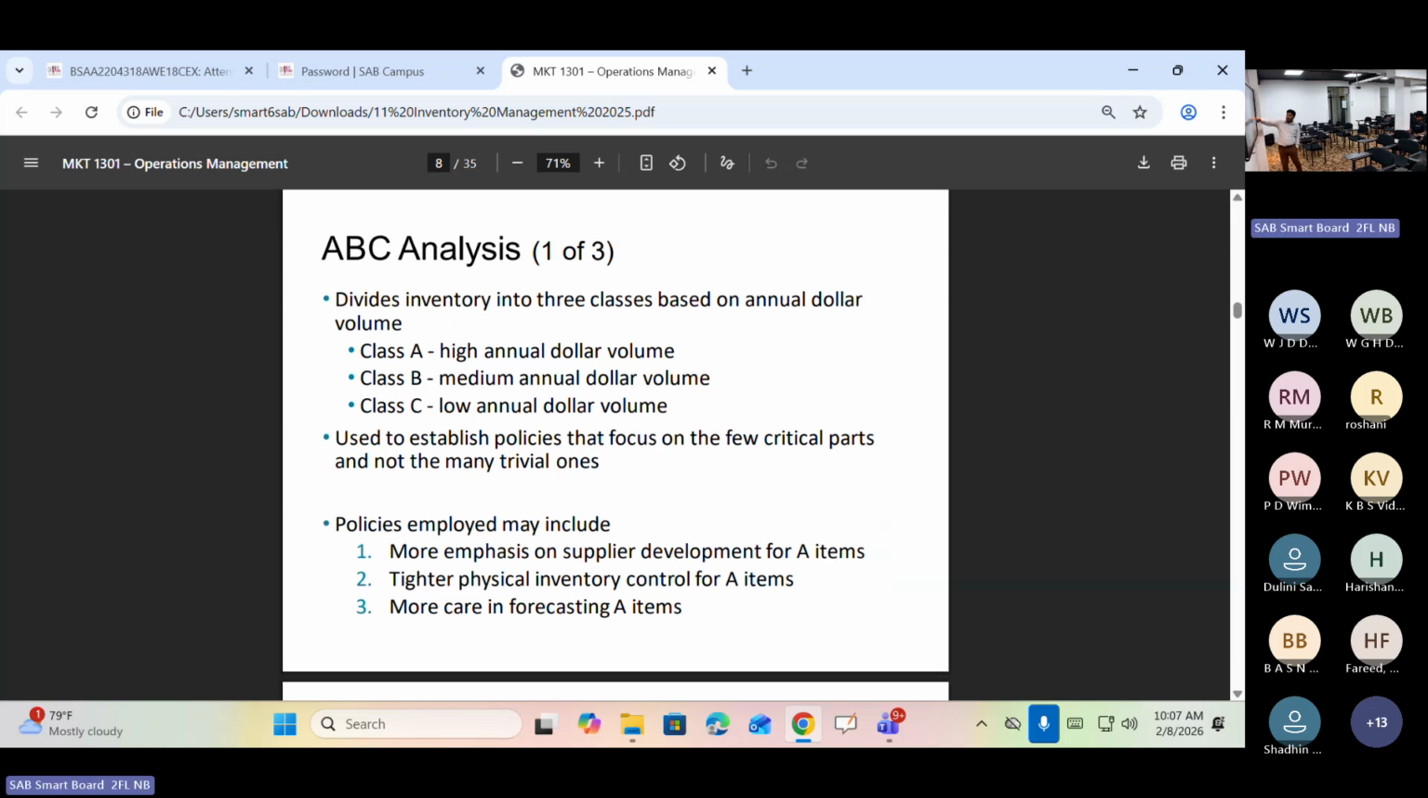ABC analysis or ABC classification is an inventory classification method. As you can clearly understand, this is used to divide different types of inventories, especially different inventory items, into 3 categories, 3 classes, based on one factor, that is the annual volume and the value of each item. So what are the 3 classes we divide inventory items into? That is class A, class B, and class C.